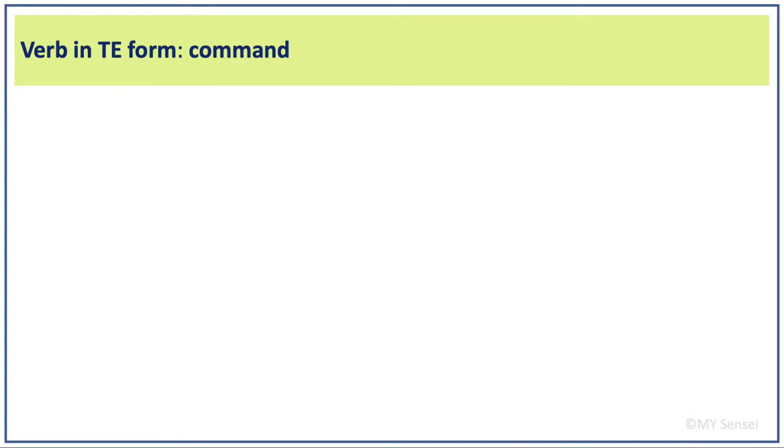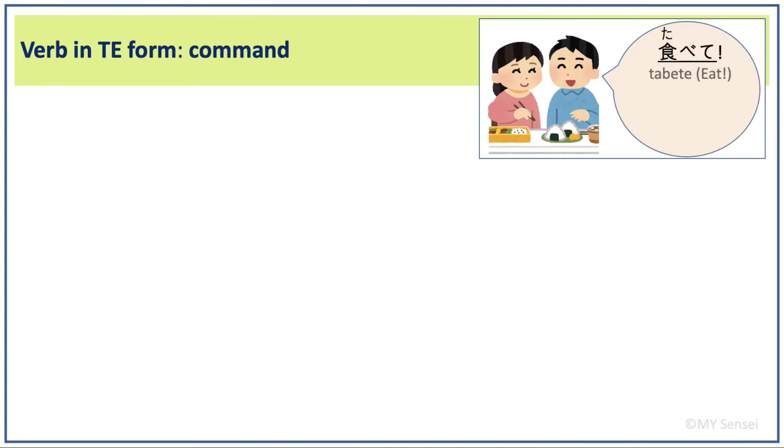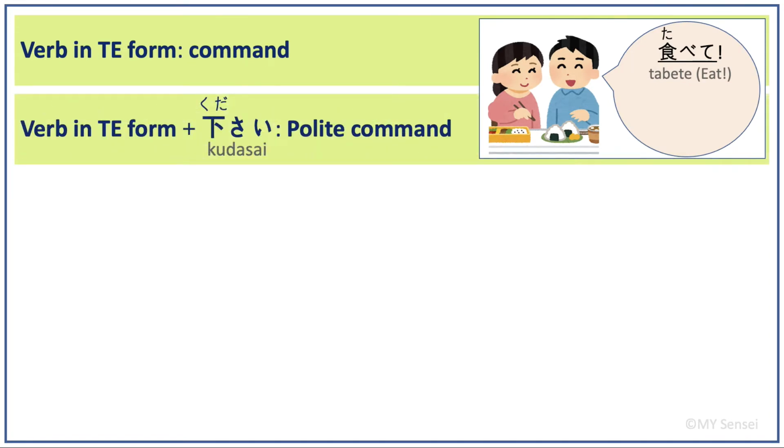Te forms of verbs can be used as a standalone word, as a command. For example, tabete, eat. One can also add kudasai after a verb in its te form. For example, tabete kudasai, which means please eat. It is a polite request or command.